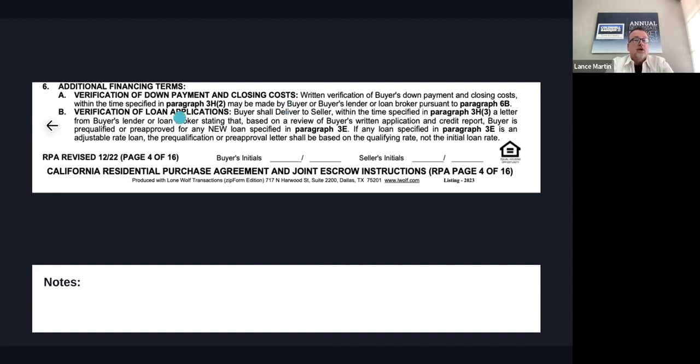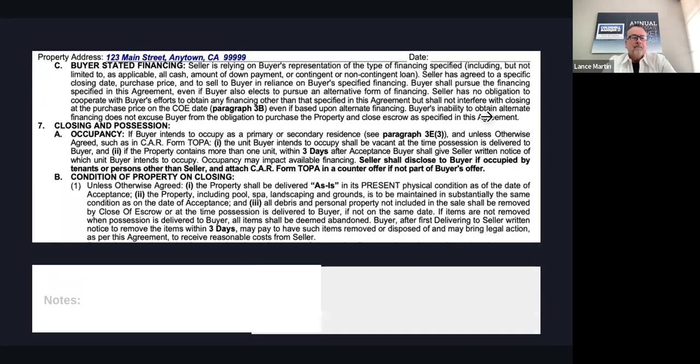Verification of loan applications. Okay, the buyer has done the loan application, has delivered evidence that they've completed a loan application within whatever this time is in the paragraph. So whatever we said in paragraph 3H3, we have to do it within that period of time. So we've either already done it and here's our information, or at the time we wrote the offer, we said we would provide proof, verification that we've taken the loan application within 3 days. Pretty straightforward stuff. And of course, buyers and sellers initial the bottom of page 4, and away we go.